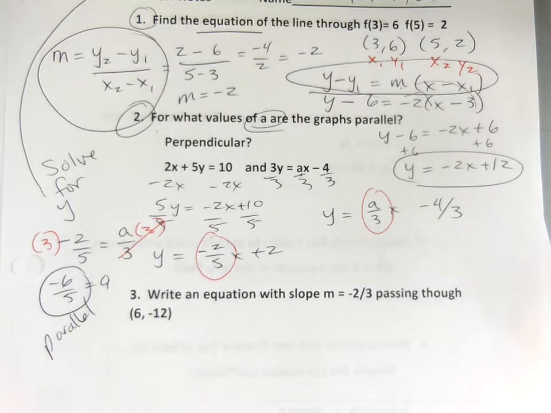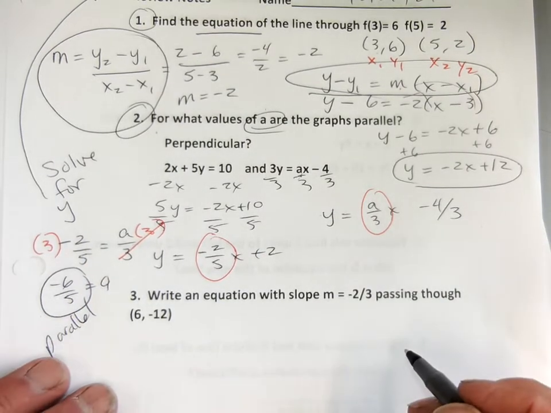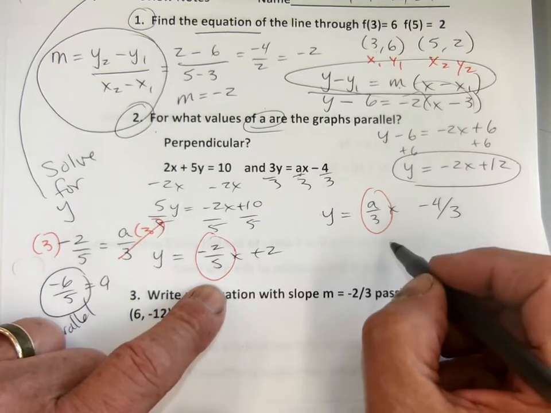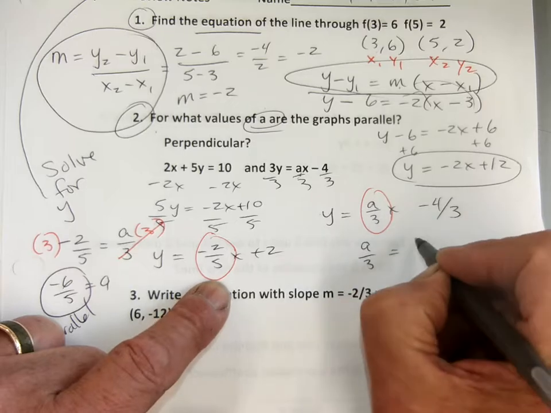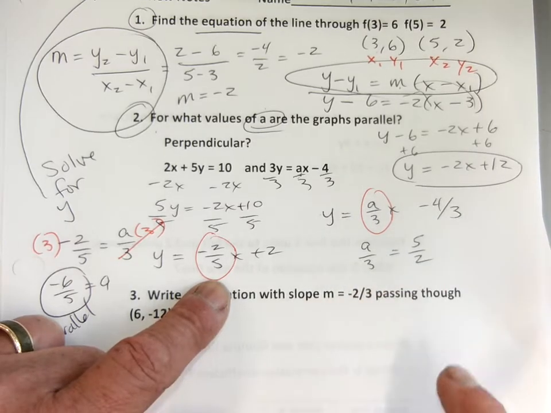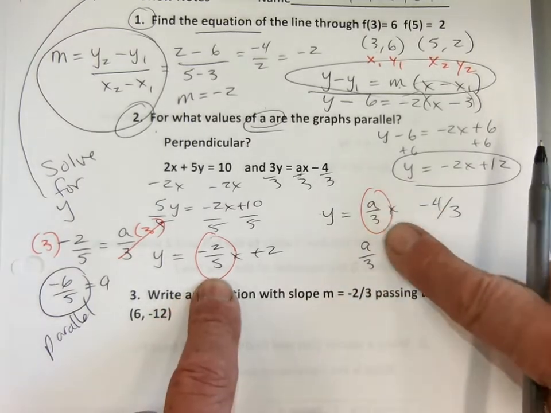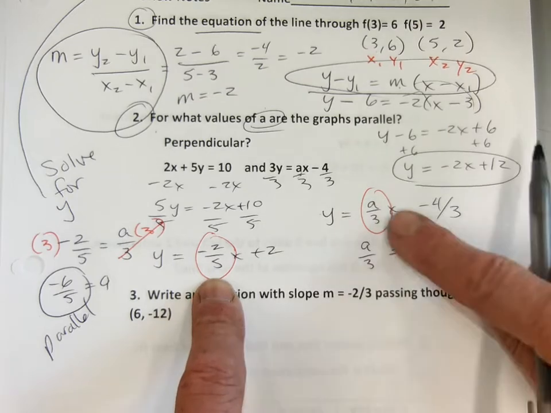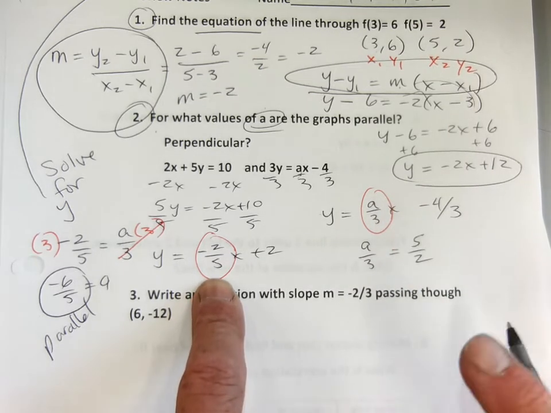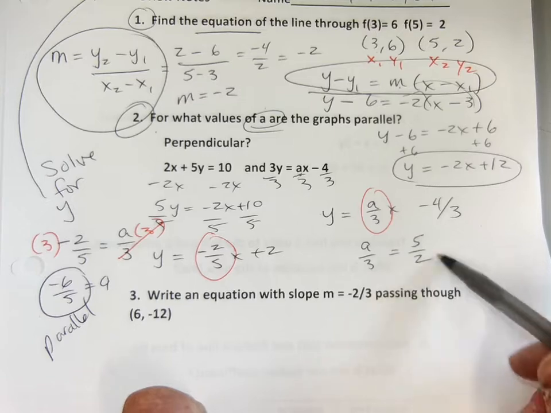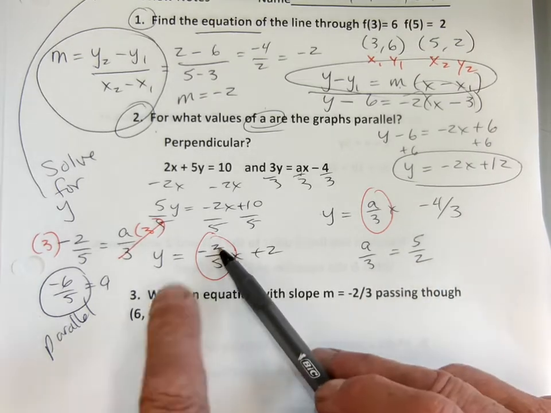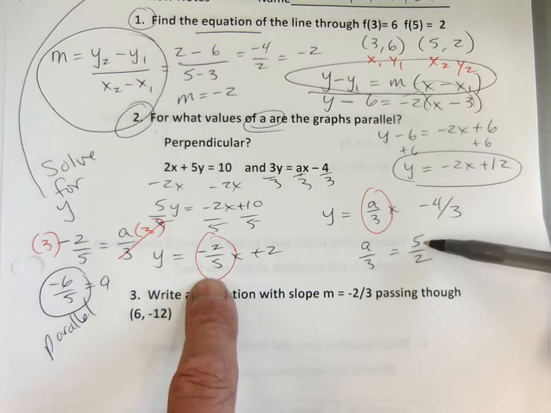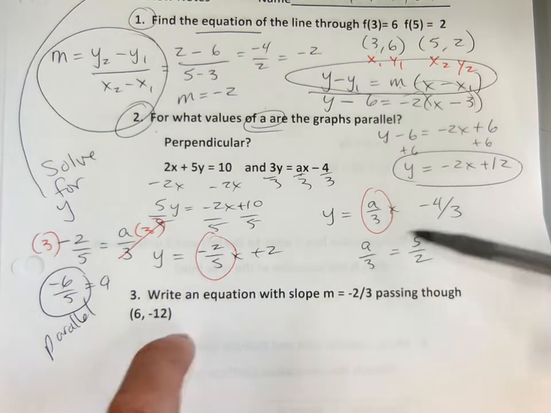Now if I want perpendicular, I need a over 3 to equal positive 5 over 2. I need to find a, I need the value of a, but I need these two slopes to be opposite. So instead of negative 2 over 5, I need it to be equal to 5 over 2, the opposite slope. Now again, how do you solve for a?